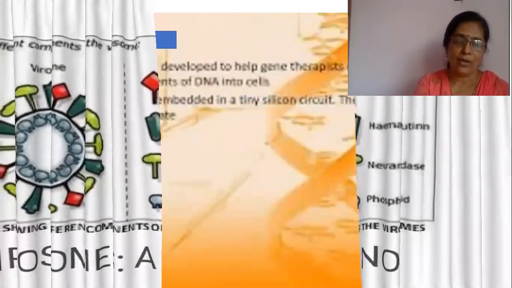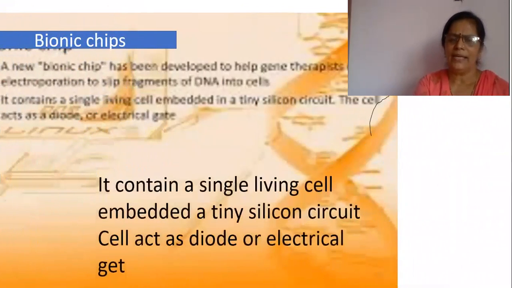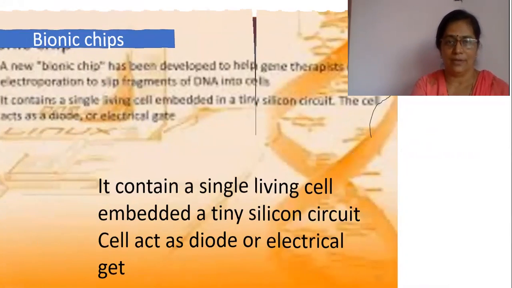Then bionic chips are also used for gene therapy. A bionic chip contains a single living cell embedded in a tiny silica particle or tiny silica circuit. The cell acts as a diode or electrical gate, and such bionic chips are used for gene therapy.